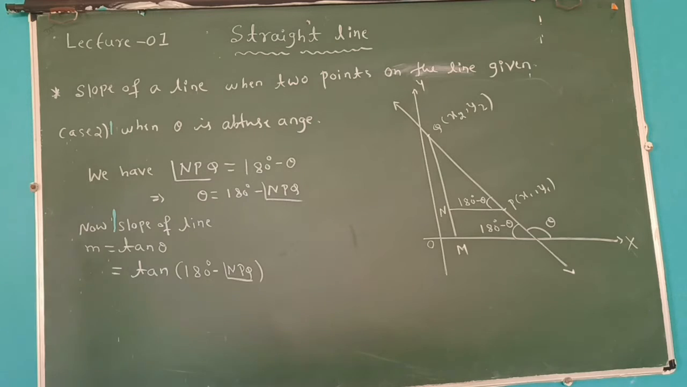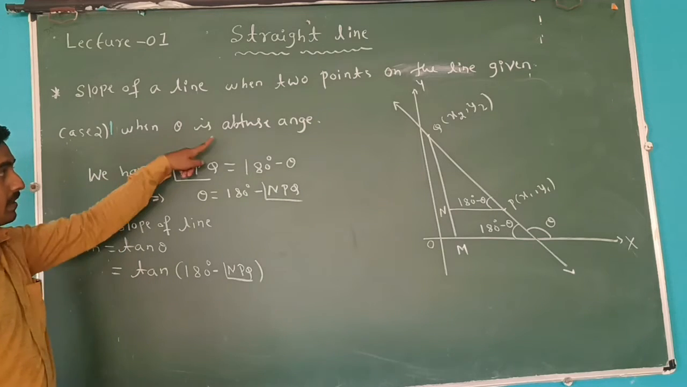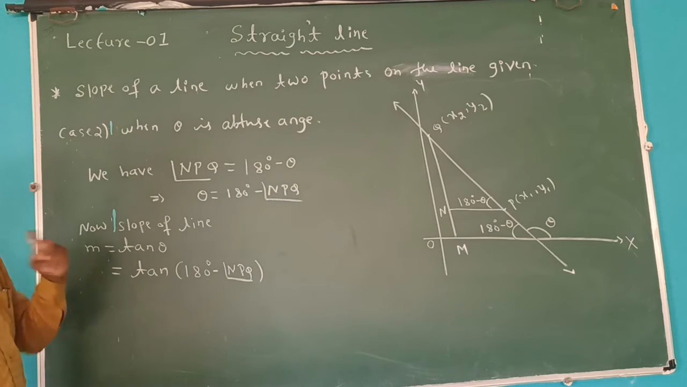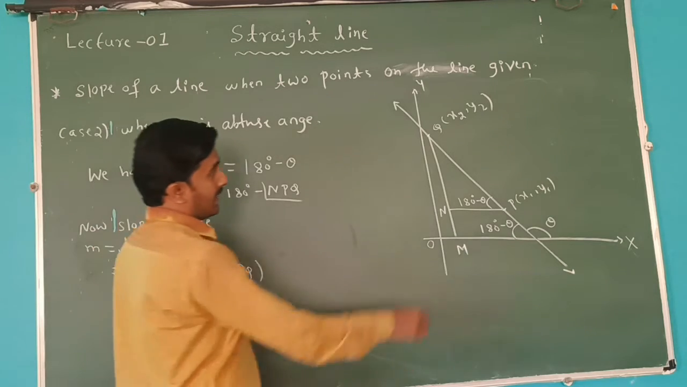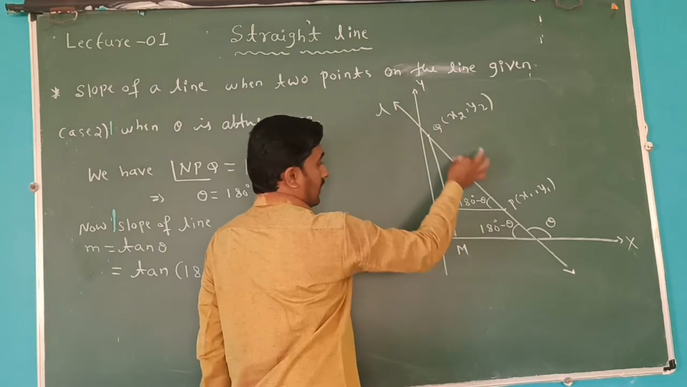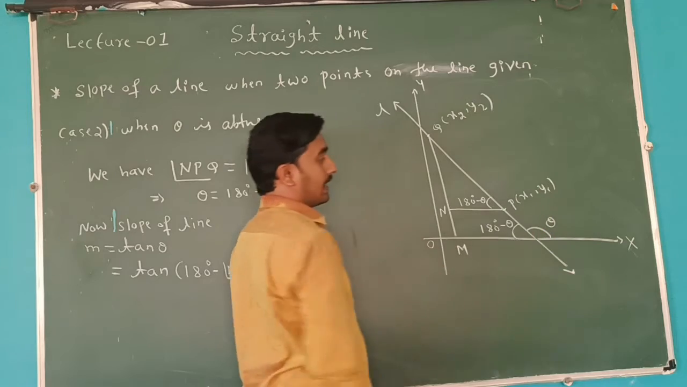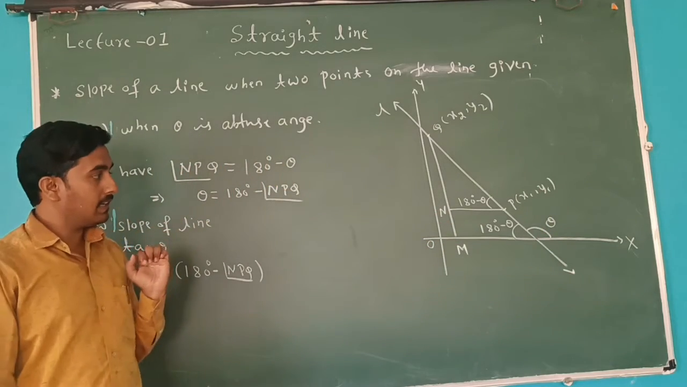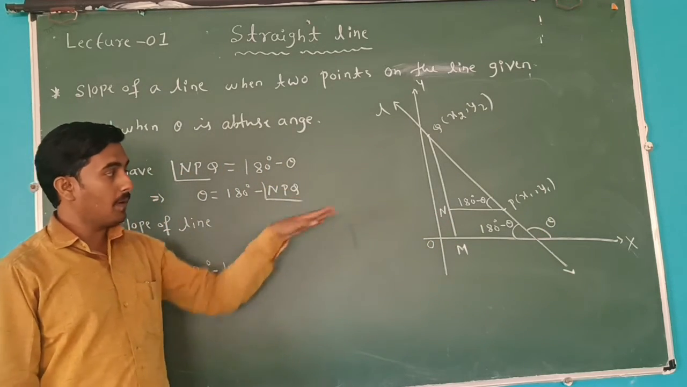Okay, next is case number 2, when theta is an obtuse angle. What is an obtuse angle here? This is a line L making an angle theta, and this theta is now an obtuse angle. Now we have to find the slope of this line.